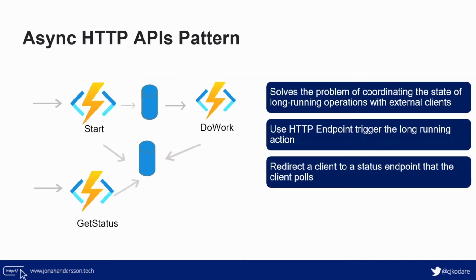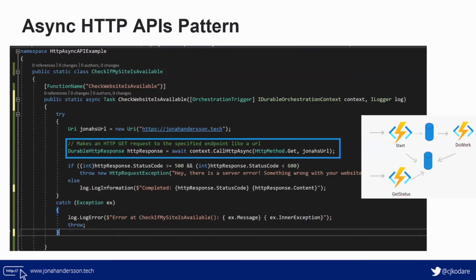And then the next one is the async HTTP API pattern, which is pretty useful if you're trying to solve problems with long-running operations with external APIs. One example of this is a simple one. I want to have a long-running operation to check if my website is available.